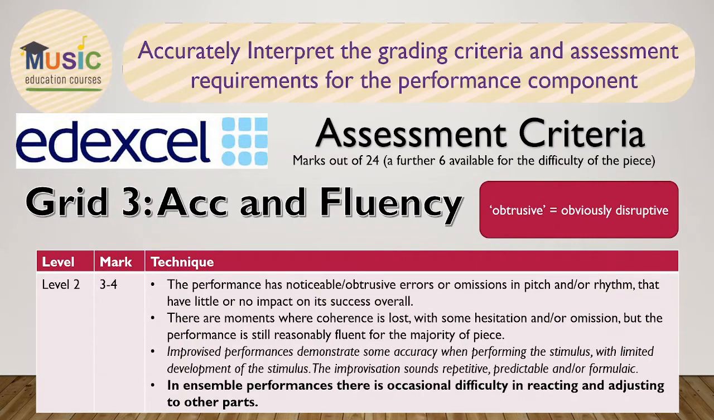Level 2. The performance has noticeable obtrusive errors or omissions in pitch and or rhythm that have little or no impact on its success overall. There are moments where coherence is lost with some hesitation and or omission, but the performance is still reasonably fluent for the majority of the piece.